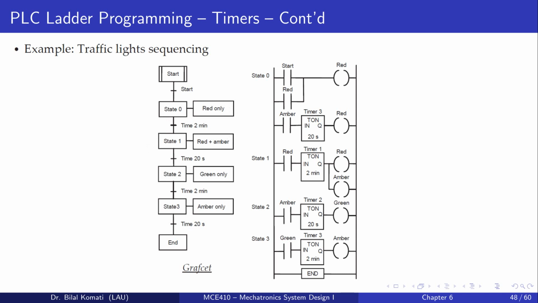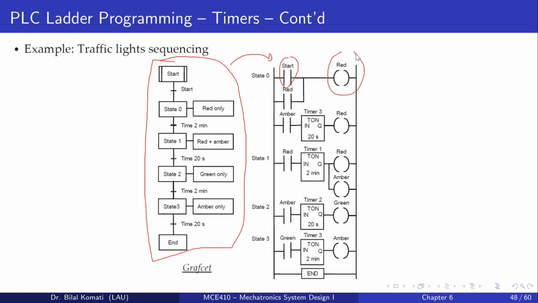If you want to implement this, it is called the graph set. If you want to implement this graph set that represents the logic inside the PLC, we have the start, and the start will execute the red, and the red will be kept executed. Once the red is on, the amber can be executed by timer 3, and here we have timer 1. Once red is activated, we have a timer that will activate red and amber.